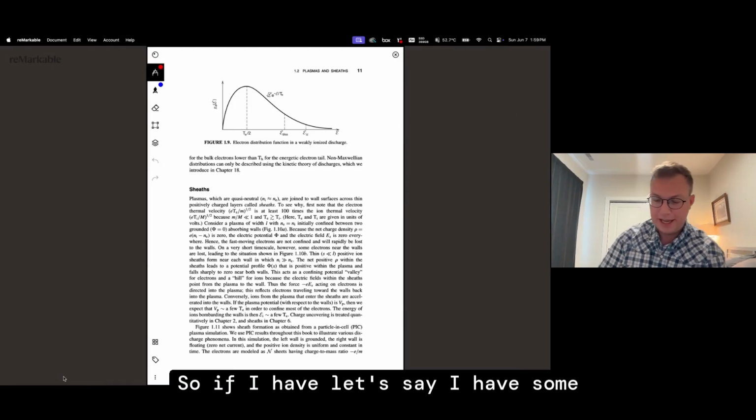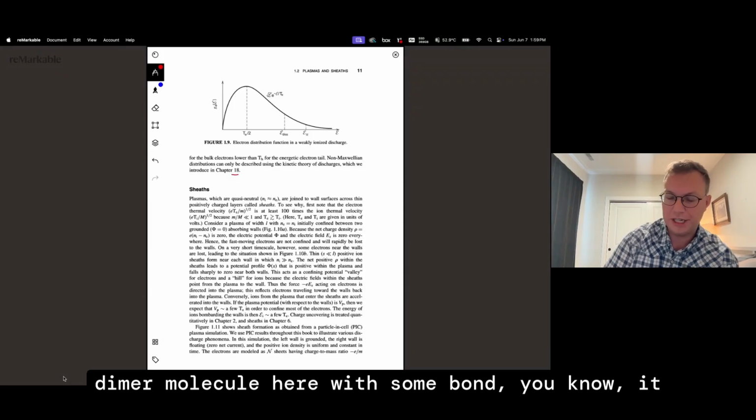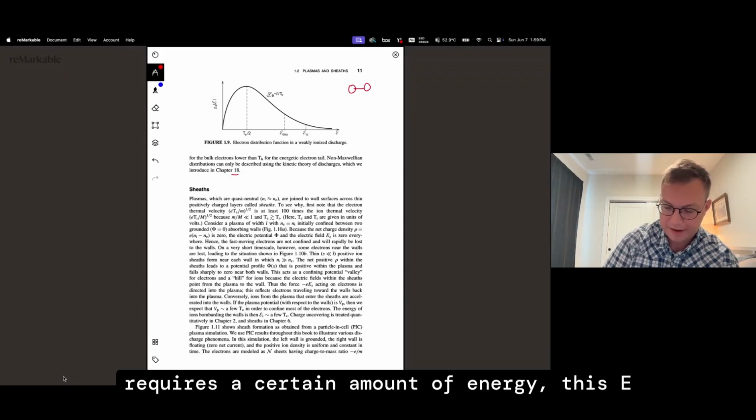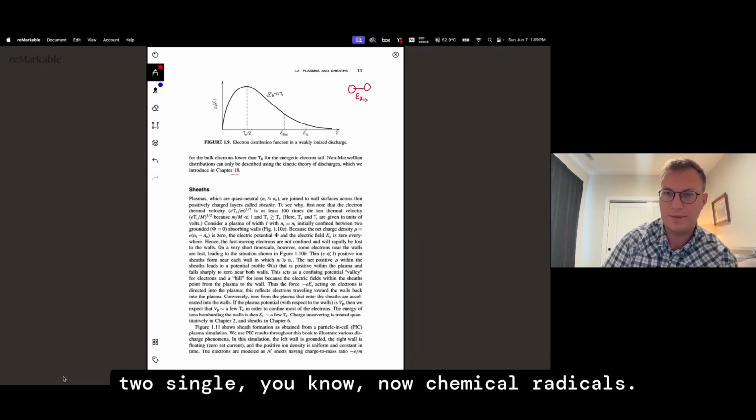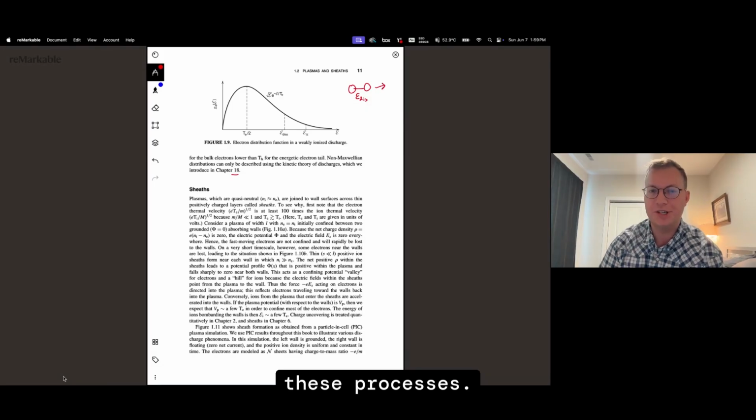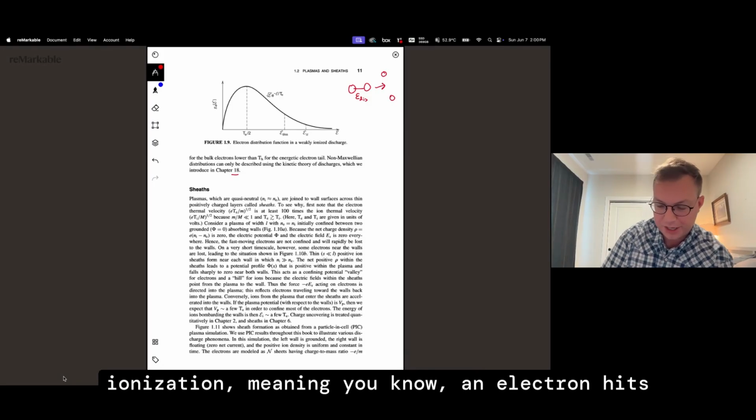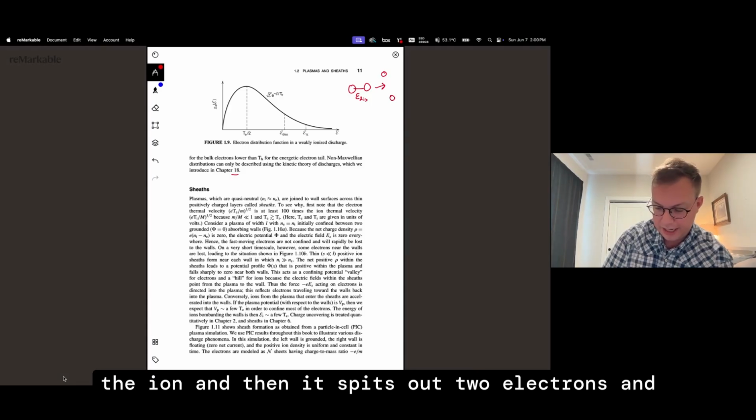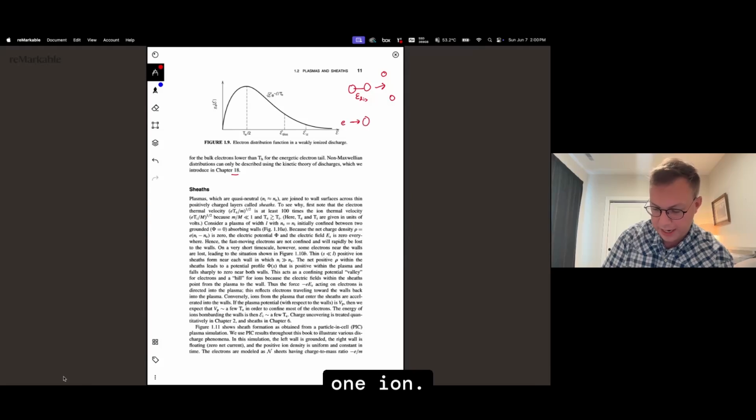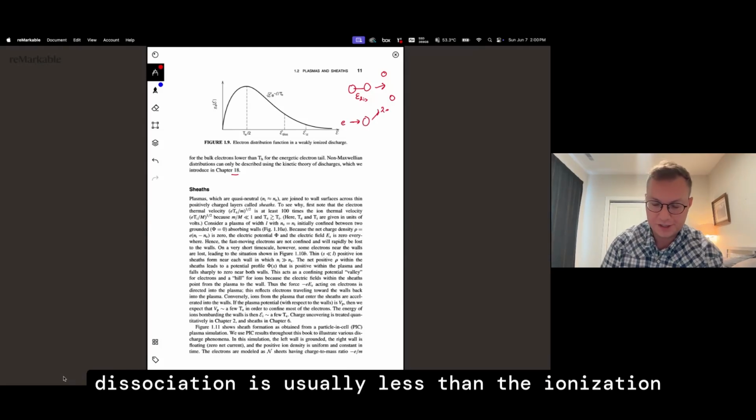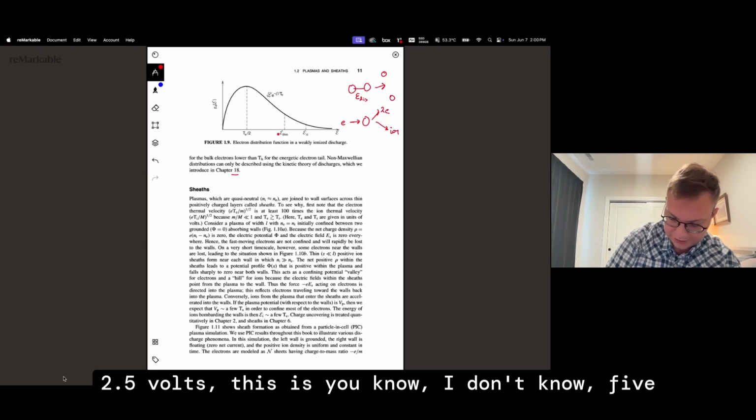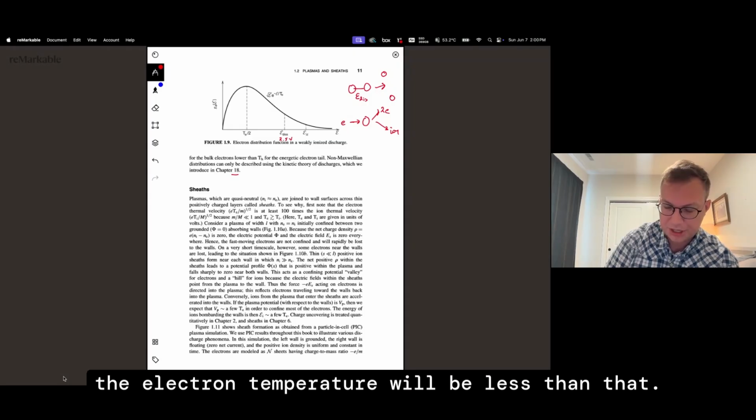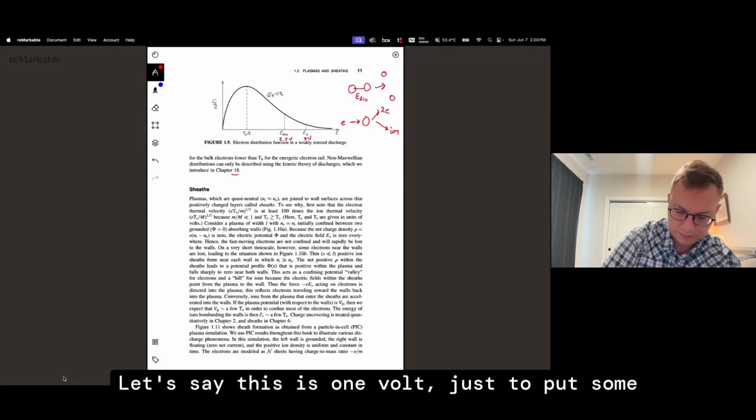So what is this saying? If I have some dimer molecule with some bond, it requires a certain amount of energy, this E dissociation, in order to break the bond into two single chemical radicals. There's also a threshold energy for ionization, meaning an electron hits the atom and then it spits out 2 electrons and 1 ion. Dissociation is usually less than the ionization threshold. Let's say this is 2.5 volts, this is 5 volts. The electron temperature will be less than that. Let's say this is 1 volt, just to put some numbers to it.